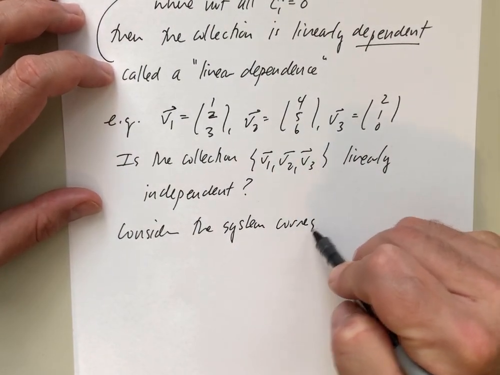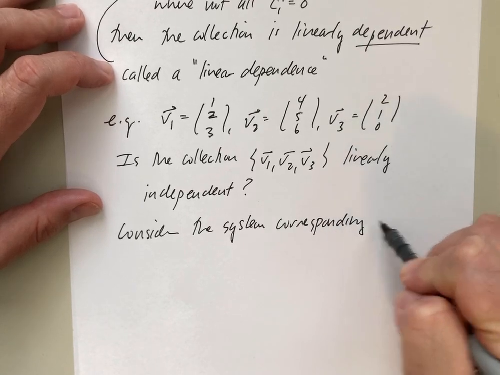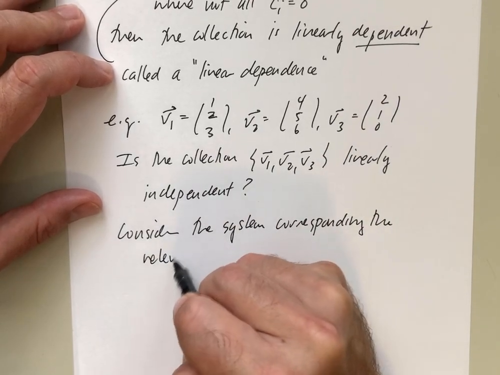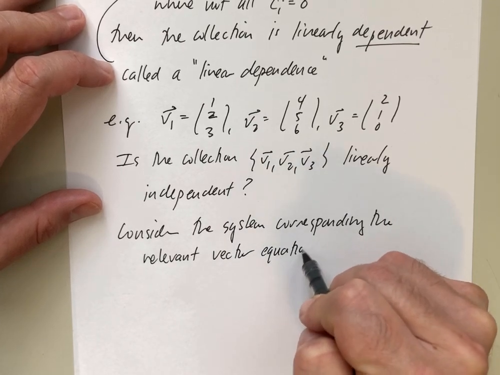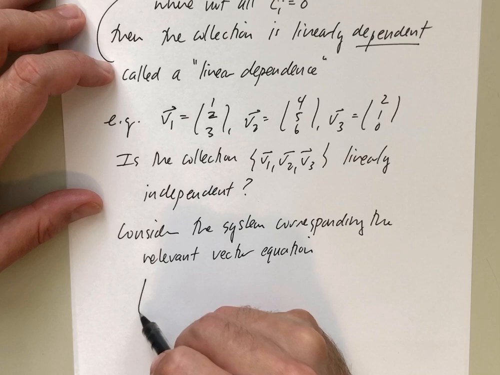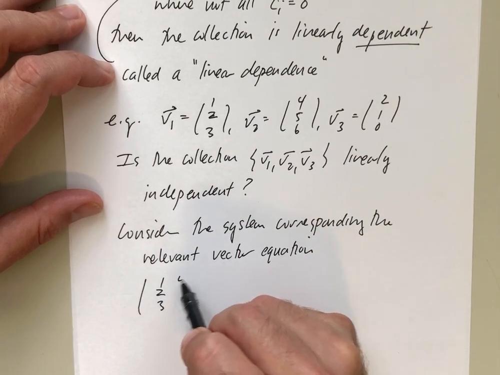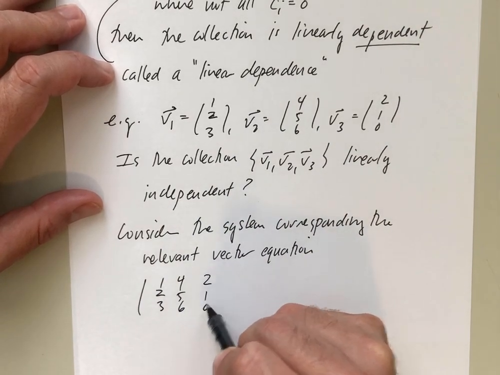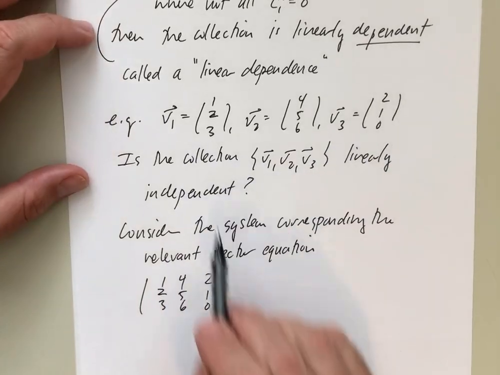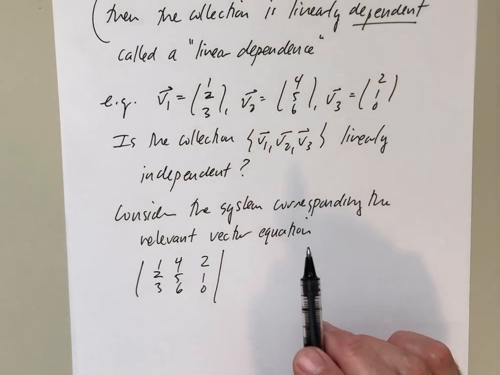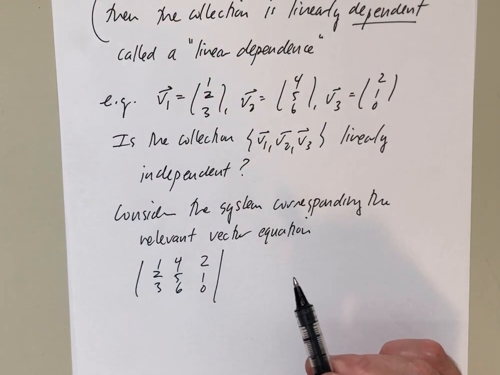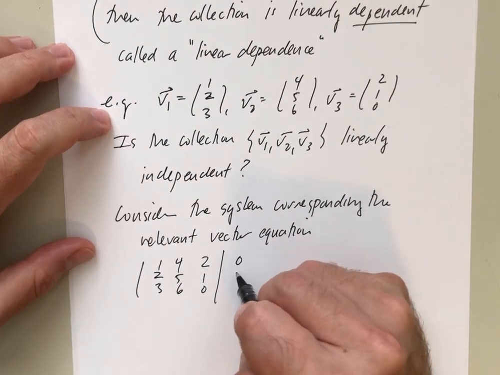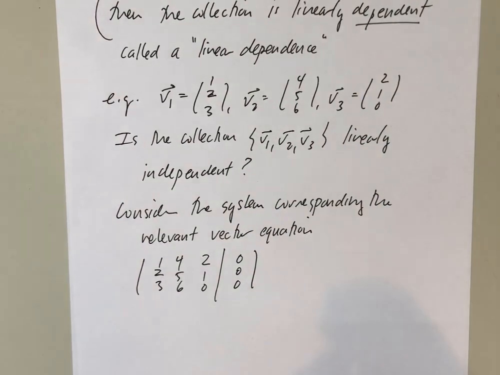So we're going to look at the system corresponding to the relevant vector equation. I'm going to skip that step and just write down the system. What I do is I take 1, 2, 3, 4, 5, 6, 2, 1, 0. That's my coefficient matrix that I get by taking the vectors. And I want to know, can I write these in a linear combination to make the vector 0, 0, 0? So you're always augmenting with 0, 0, 0 in this context.